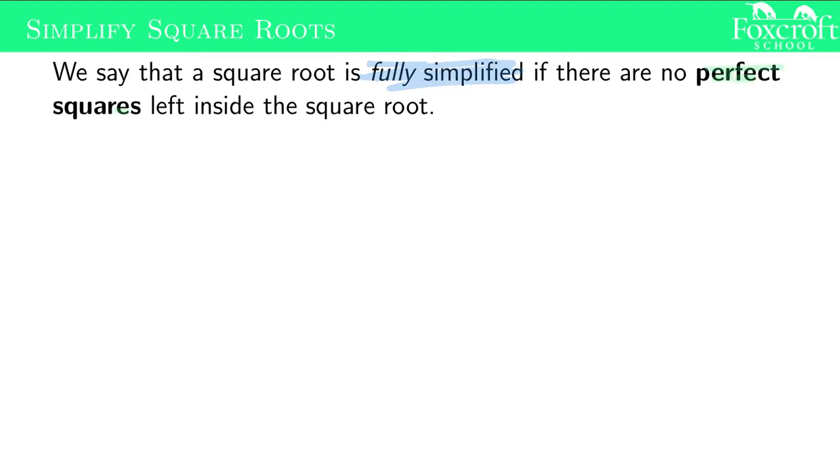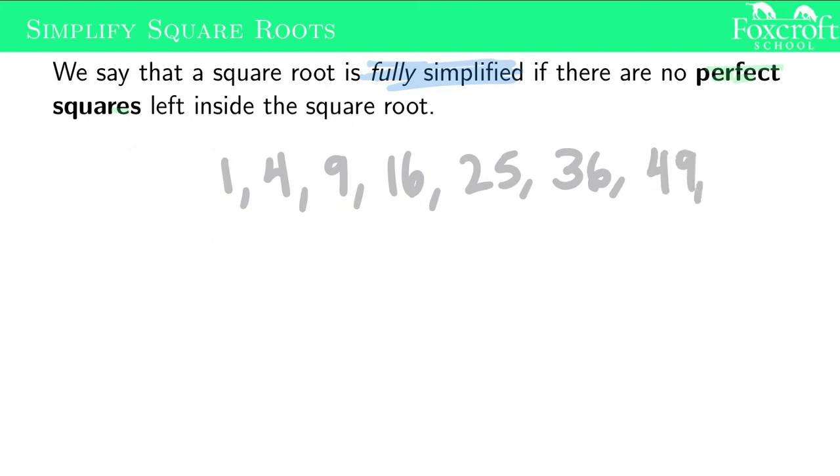So perfect squares are numbers that are exactly a number multiplied by itself. So the starting ones are 1, 2 times 2, 3 times 3, 4 times 4, 5 times 5, 6, 7, 8, let's just go up to 10, 9, 10. All right, so those are the starting perfect squares. It keeps going. You could have 11 times 11, 12 times 12.